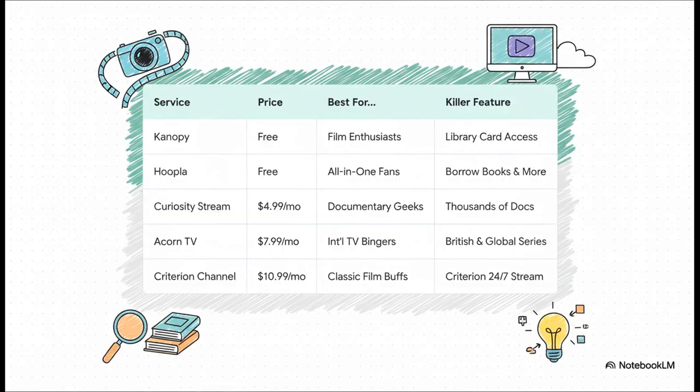And here it is, the whole lineup laid out for you. This slide is basically your cheat sheet. From the free, library-based options like Kanopy and Hoopla to the deep dives of CuriosityStream, Acorn TV, and the Criterion Channel, there is a service out there that is perfectly matched to your interests, just waiting to be discovered.